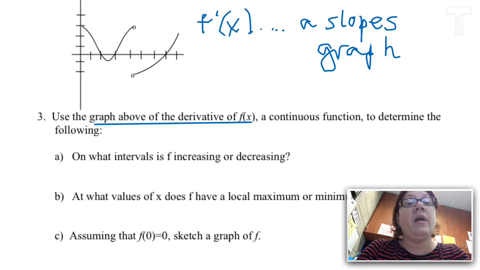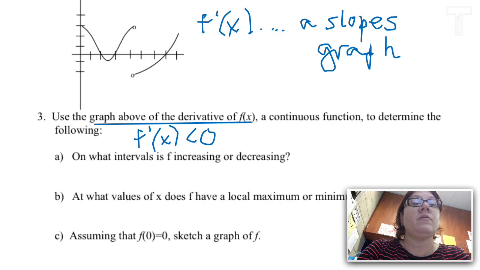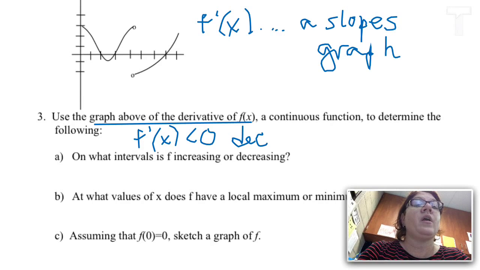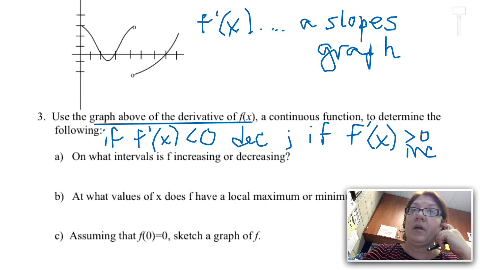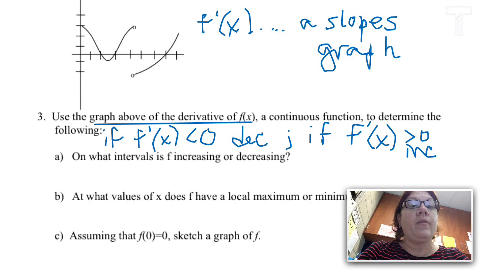And so remember, if the slope is negative, then I'm decreasing. And if the slope is positive, then I'm increasing. And so I need to look on this graph at where the slope is negative. And so I notice that it's negative when it's below the x-axis. So all of that, I just have to figure out how do I write it.